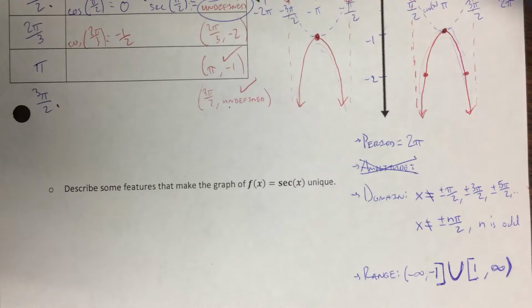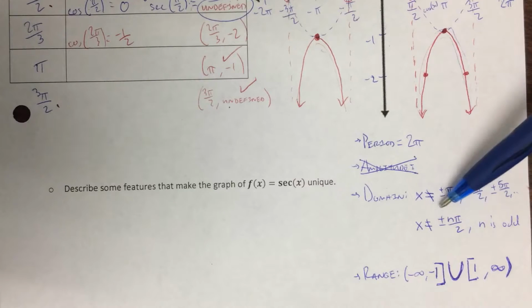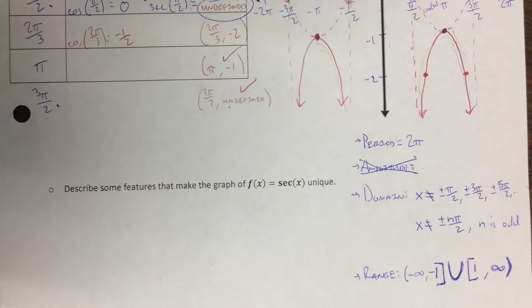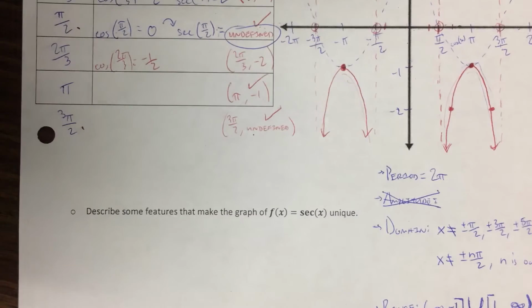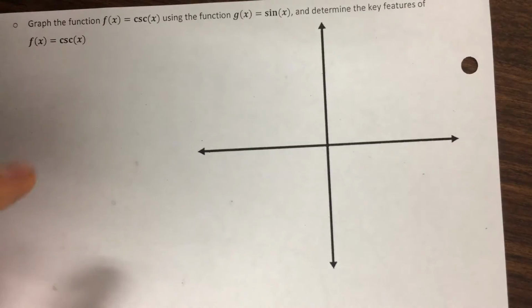So we have a period of 2 pi, a domain, x cannot equal plus or minus pi over 2, plus or minus 3 pi over 2, 5 pi over 2, and so on. And we have our range is this. All right. I'm going to try to graph secant or cosecant and let you do domain, range, amplitude, and all that.